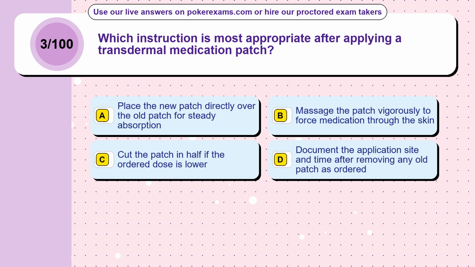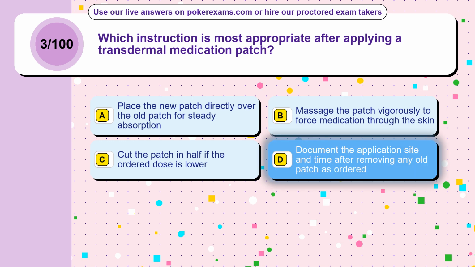Question 3. Which instruction is most appropriate after applying a transdermal medication patch? Option A. Place the new patch directly over the old patch for steady absorption. Option B. Massage the patch vigorously to force medication through the skin. Option C. Cut the patch in half if the ordered dose is lower. Option D. Document the application site and time after removing any old patches ordered.